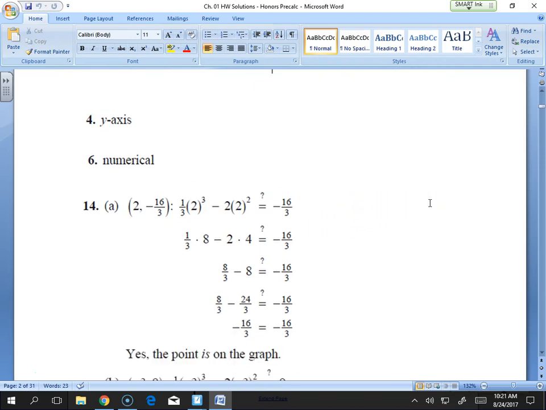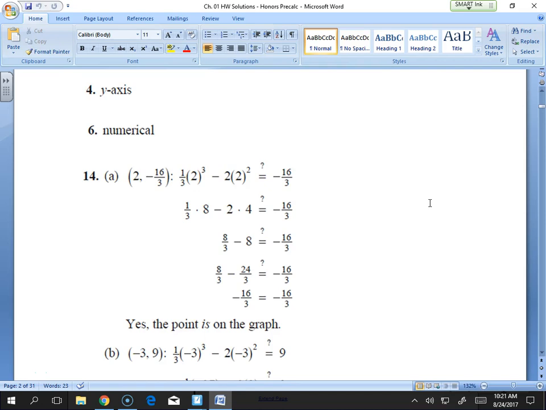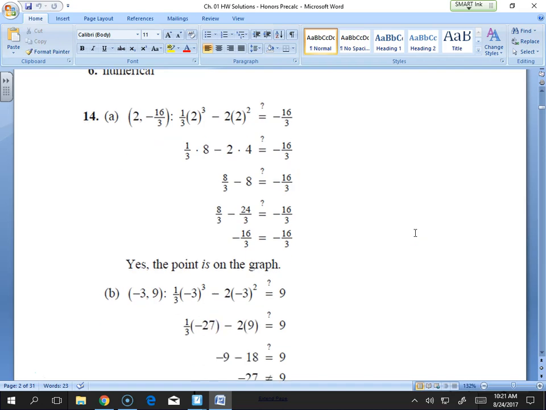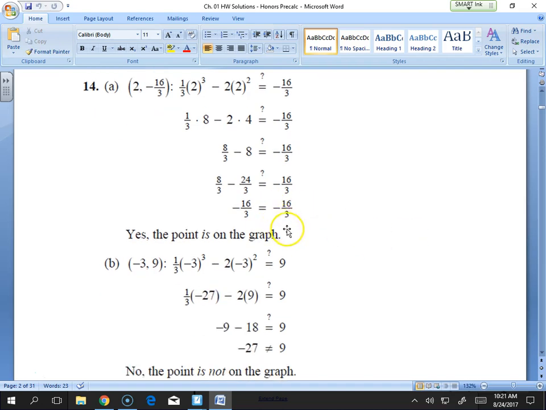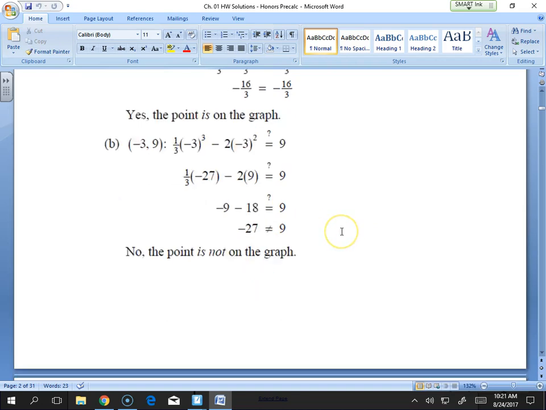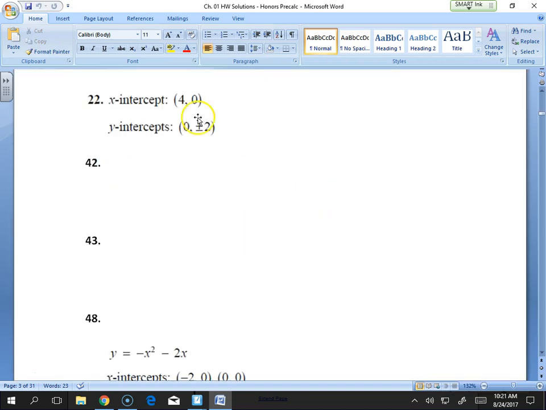I'm going very quickly. Here are the answers: 2, 4, 6, and 14. Make sure you're writing the directions in the problems, not just the answers. 14, A and B. A would be yes, B would be no. Pause it if you need it. Number 22, the x-intercept is (4, 0). Y-intercept, don't forget the plus or minus 2 from factoring or solving with the plus or minus square root.